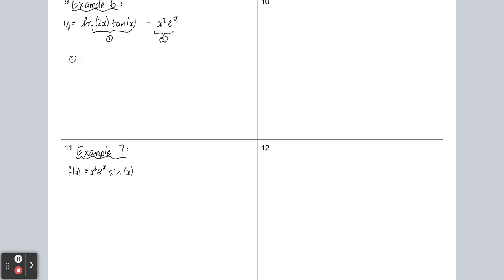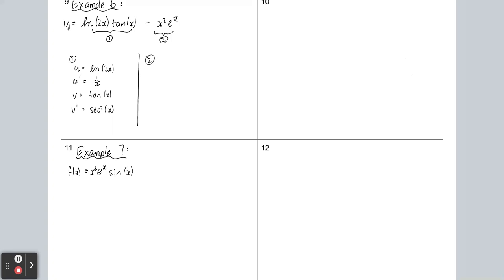In part one, I've got u equal to ln 2x, and therefore u dash is equal to 1 on x. We've got v equal to tan x, and v dash is equal to sec squared x, which remember means 1 on cos squared x. If any of these you're going, how did you get that, you might need to pause, go back and look at your rules so that you are not too confused.